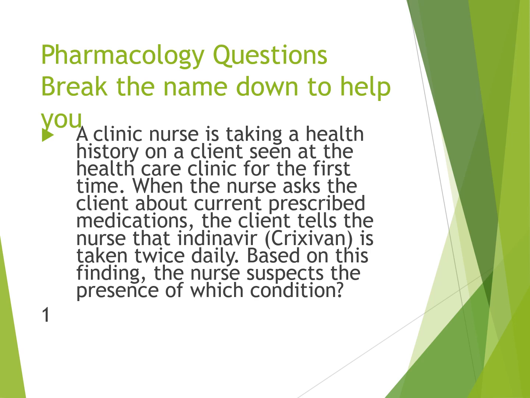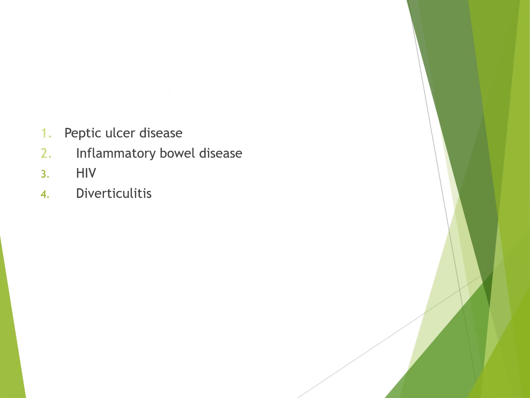So let's look at this one. A clinic nurse is taking a health history on a client seen at the healthcare clinic for the first time. When the nurse asks the client about current prescribed medication, the client tells the nurse that indinavir, right, Crixivan, is taken twice daily. Based on this finding, the nurse suspects the presence of which condition? Is it 1, peptic ulcer disease, 2, inflammatory bowel disease, 3, HIV, or 4, diverticulitis?